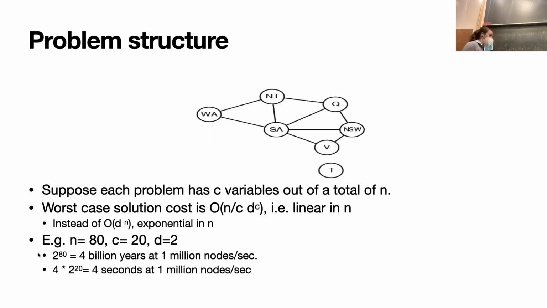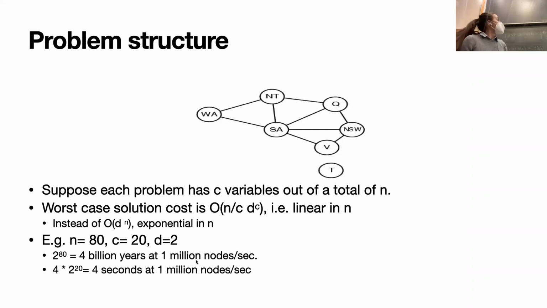Let's give an example of what that looks like with real numbers. Let's say N is 80, we have around C variables for each subproblem, that's 20, and D is 2, so a pretty small domain. If we were to do this naively, we would have 2 to the 80, which is 4 billion years at 1 million nodes per second.